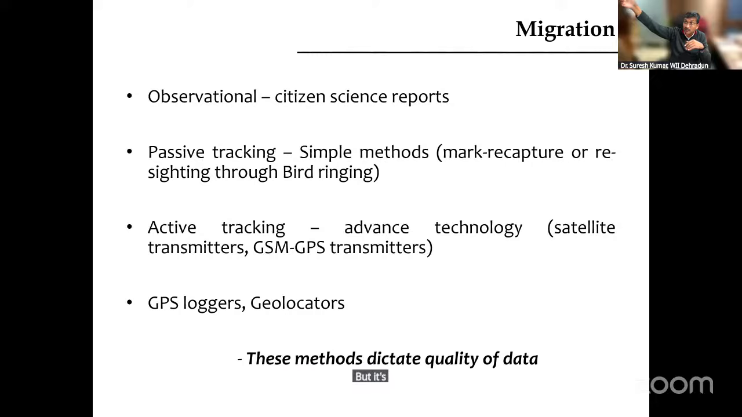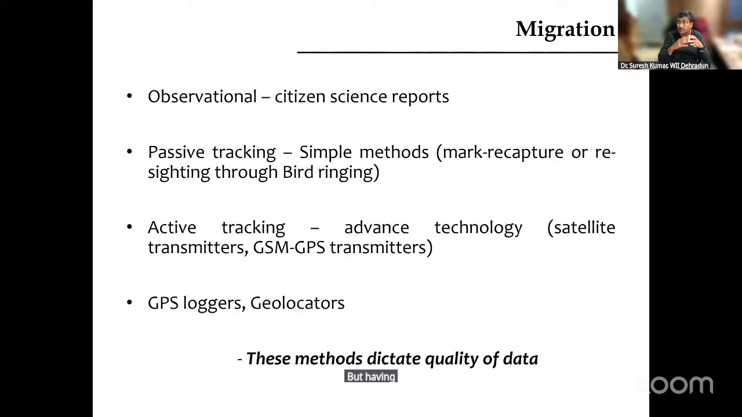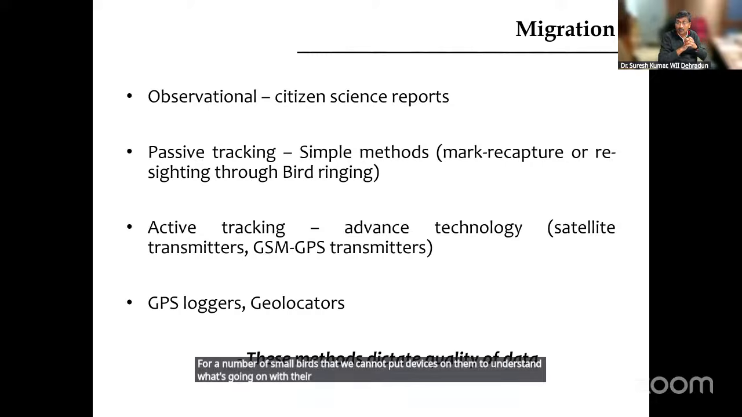But it's possible that beyond that, the birds would have gone still higher up where there's nobody there to watch it. But having said that, this is a very effective approach for a number of small birds that we cannot put devices on to understand what's going on with their migration.